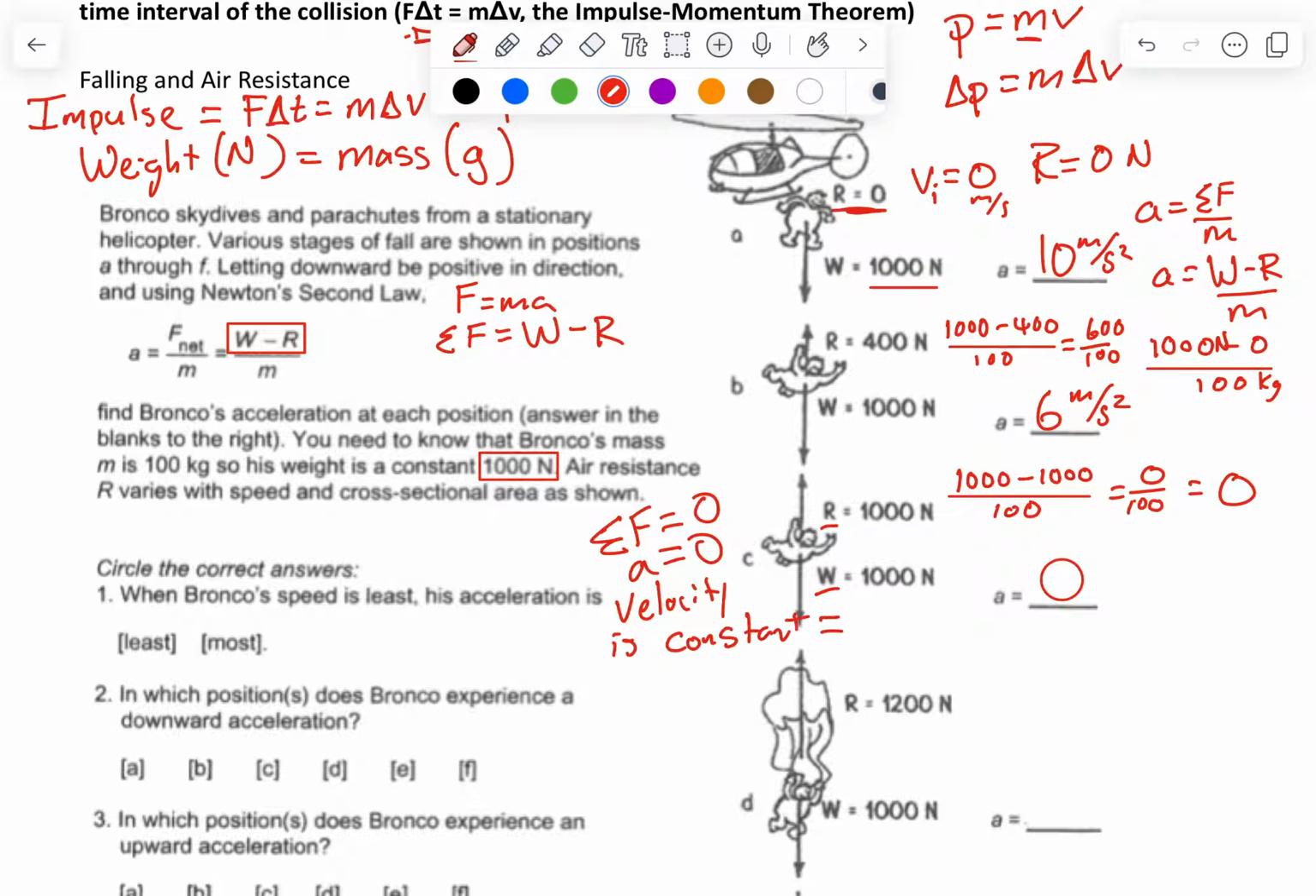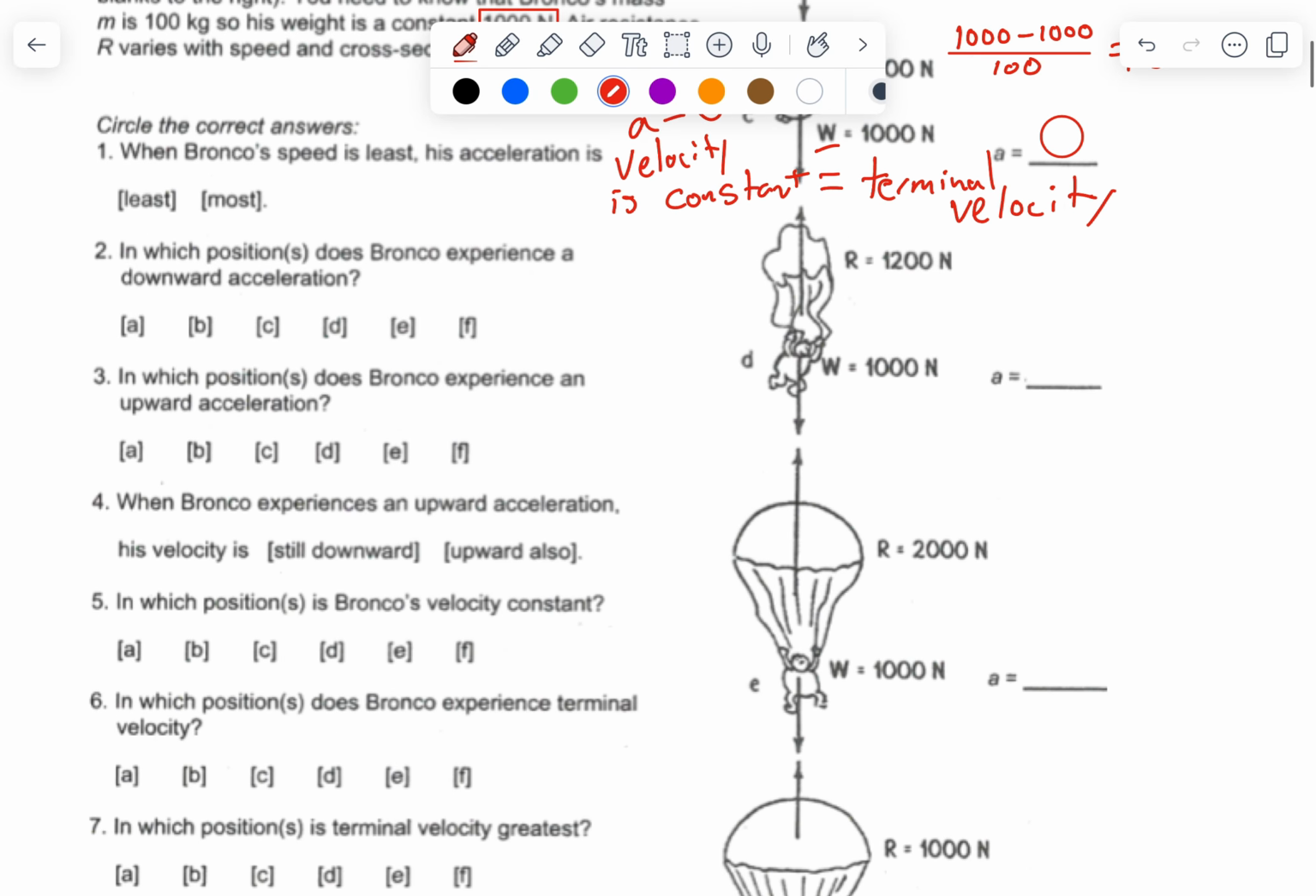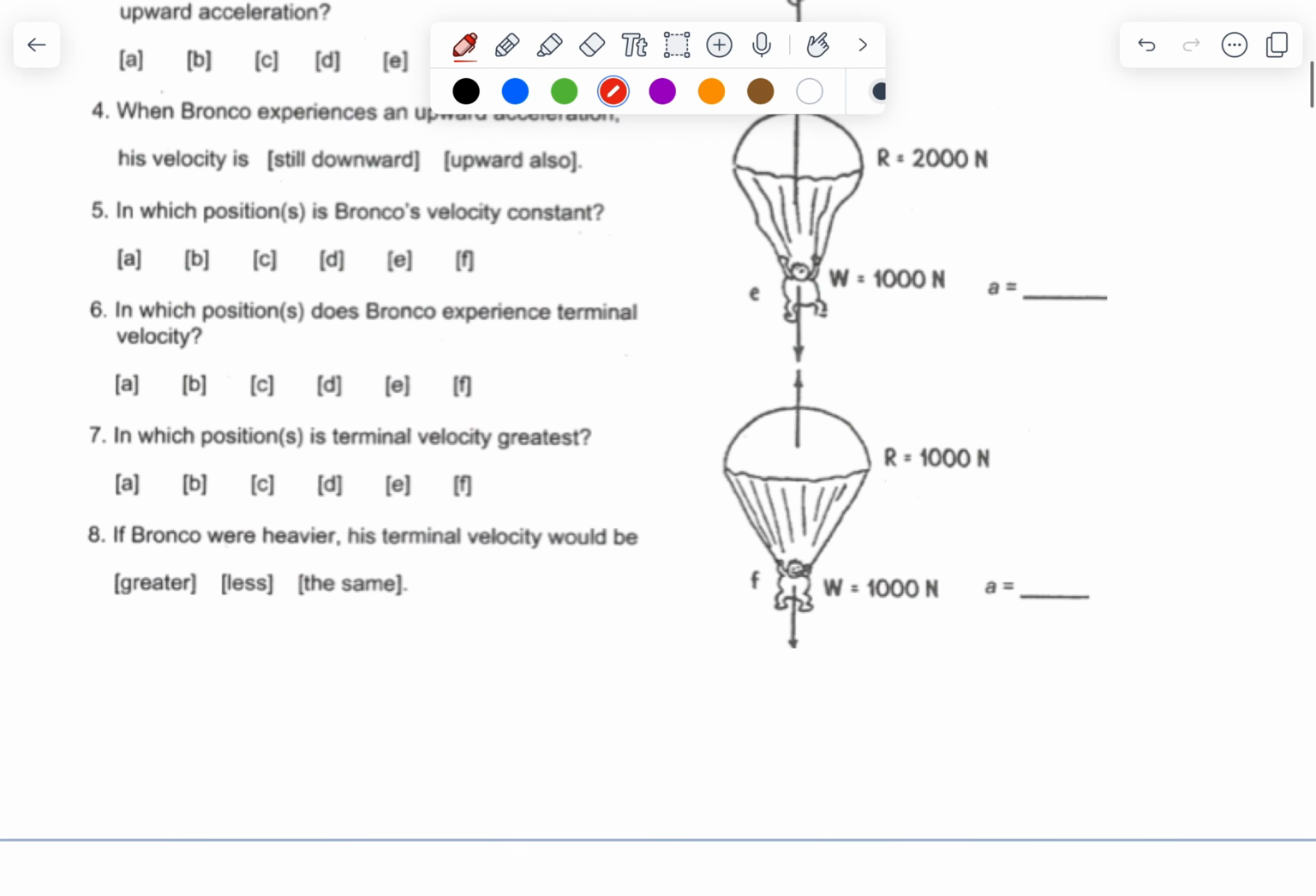And this is a special kind of velocity called our terminal velocity. Now, he has velocity. His velocity is not 0. He's hurtling super fast towards the Earth, but he is not accelerating more because he's reached his terminal velocity. Okay? So I'm going to let you go through the rest of this. Please ask if you have questions.